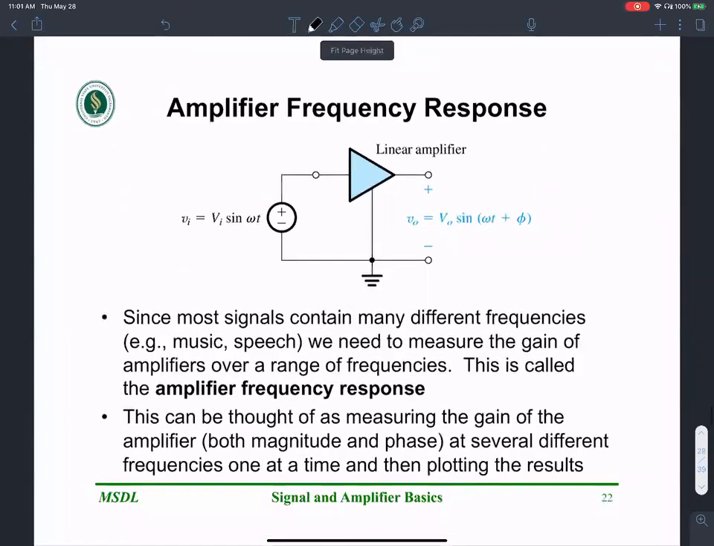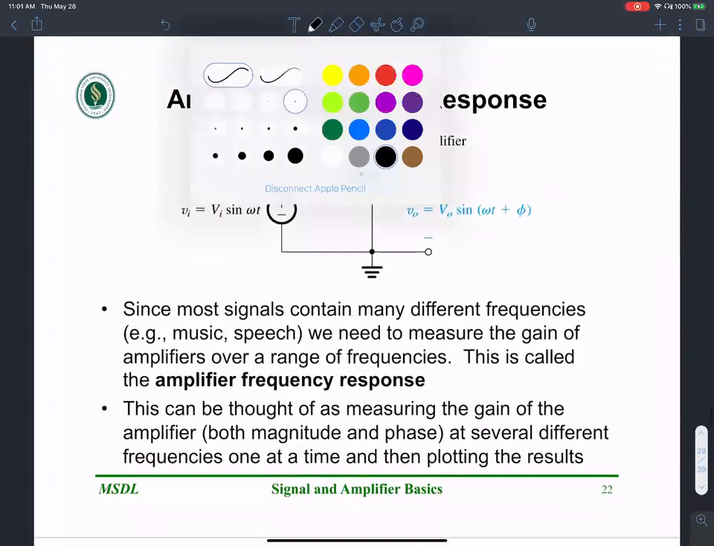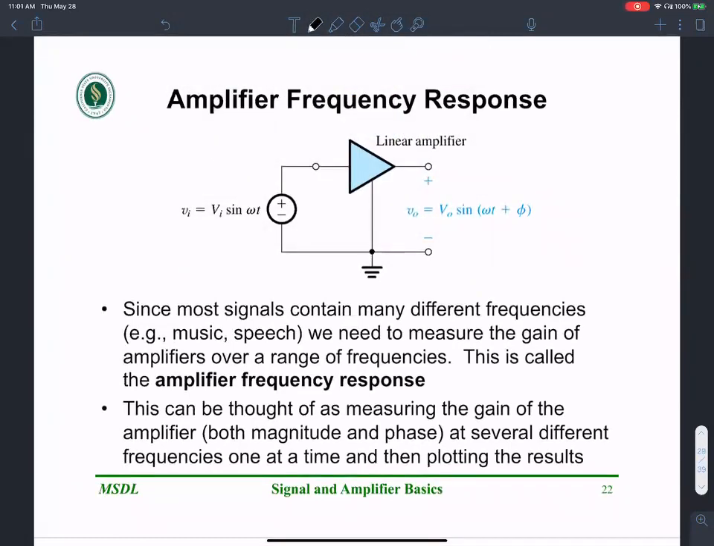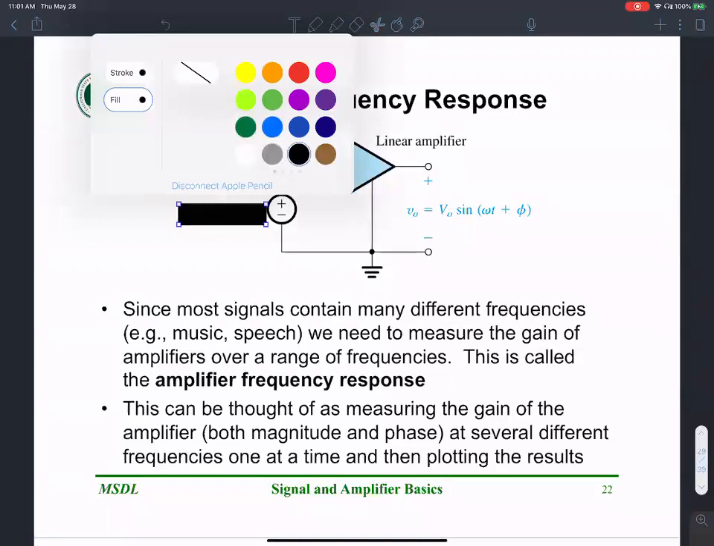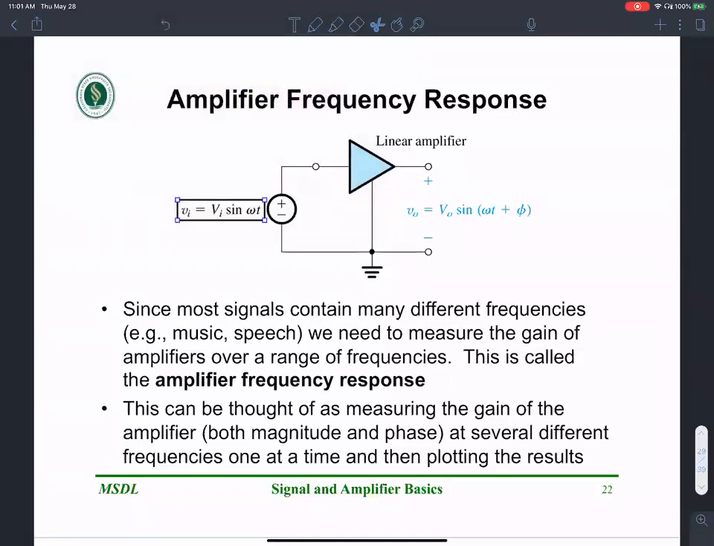Now let's talk about the idea of amplifier frequency response. When your input is a sine wave of some particular frequency, the idea is this amplifier has different gains for different frequencies.